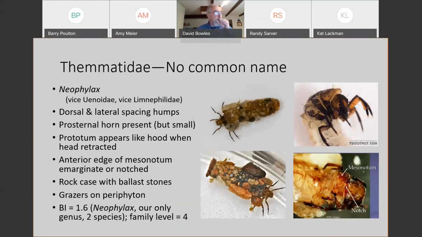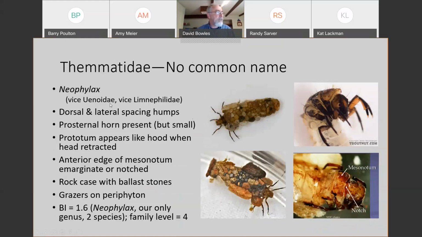All the Uenoidae, they don't really have a common name. And some of you who have been around for a while may not realize this name change, but we have one genus here. It's Neophylax. There are 2 species in Missouri. They're fairly widely distributed in temporary streams, clean water streams, small tribs, and that sort of thing. You don't find them in larger rivers.